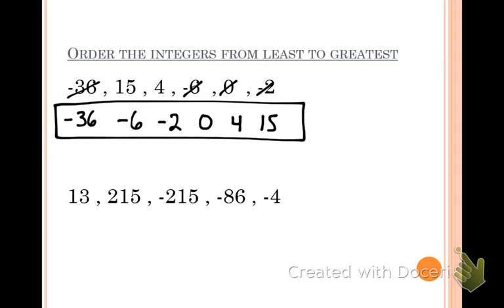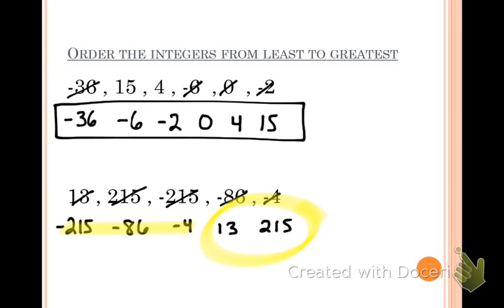What's the tiniest one? -215. What's next? -4. Next up? 13. There's no -13. And last one? 215. Once again, you can notice over here, these are all negative numbers. Over here, those are all positive numbers, okay? So that is how you put something in order from least to greatest.